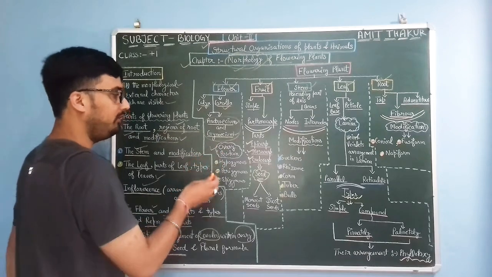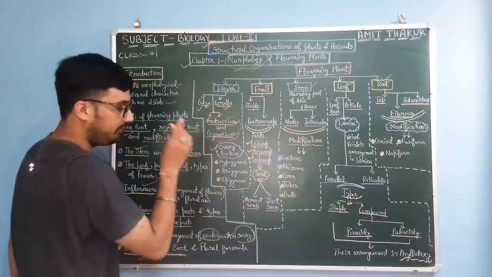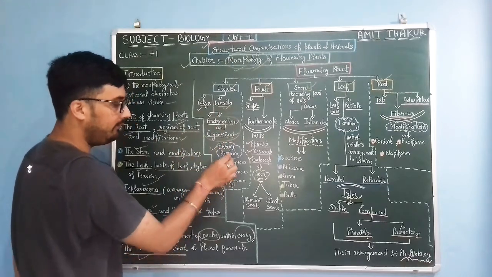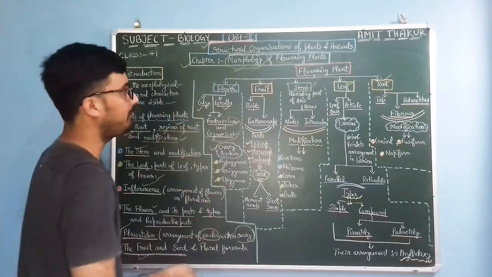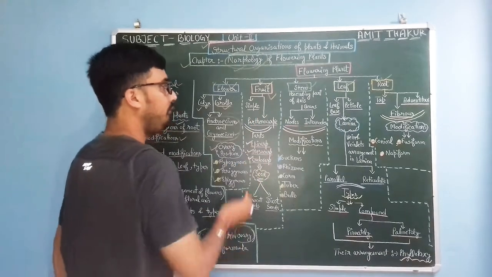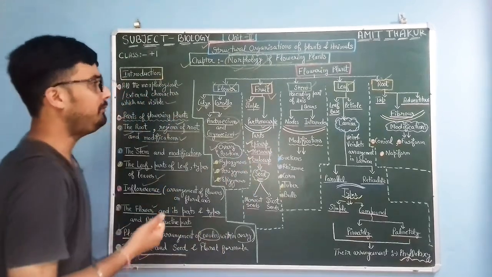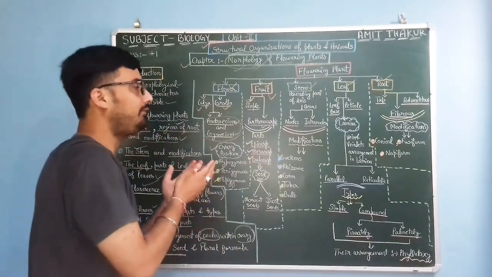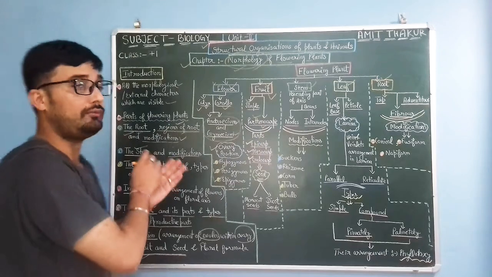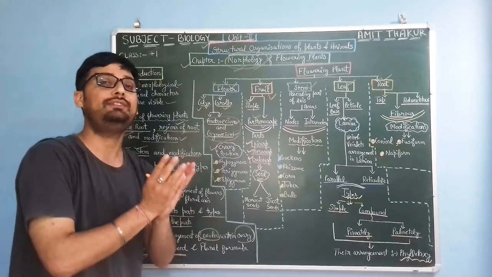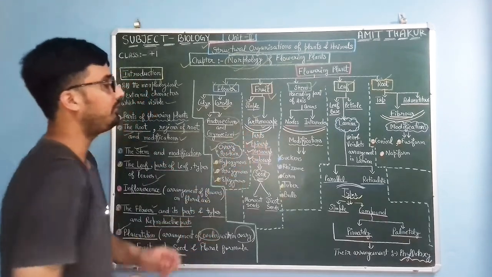Then on the basis of the position of ovary, flowers are of three types: hypogynous flower, perigynous flower and epigynous flower. We will read about all of these in detail in this chapter. Then fruit. Fruit is simple as well as parthenocarpic. Simple fruit means the fruit is developed after the fertilization process. Parthenocarpic fruit means development of fruit without fertilization, and you would see seedless fruits in the case of parthenocarpic fruits.